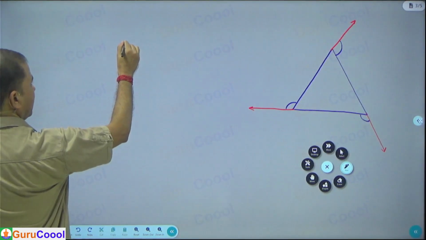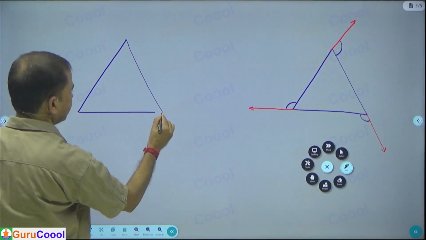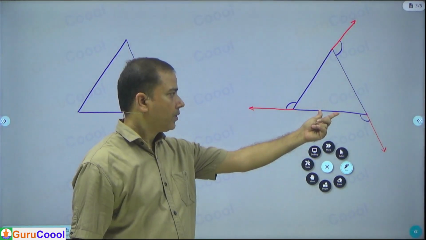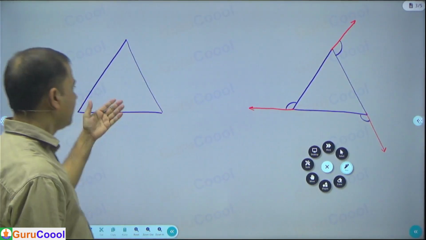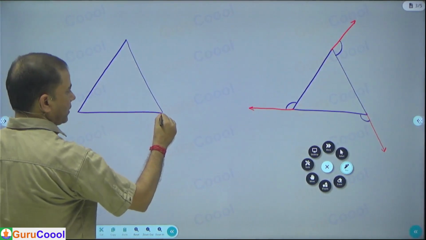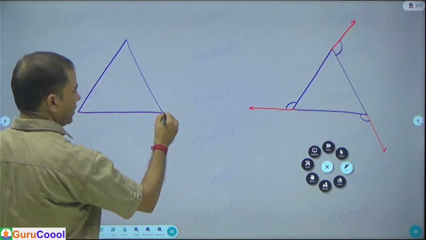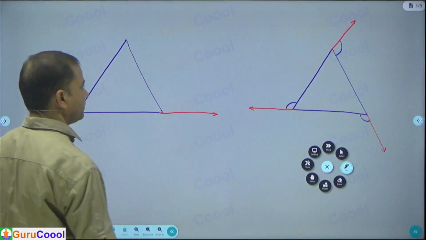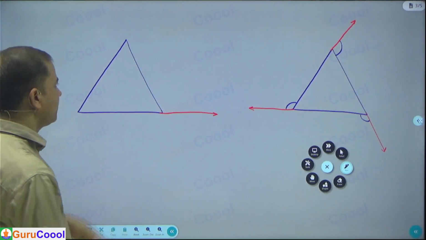Now let us consider this triangle. Previously we chose this side and extended it to the left side. This time let us take this side and extend it to the right side. I'm extending it in the right direction. Okay, now you can see an exterior angle is formed.